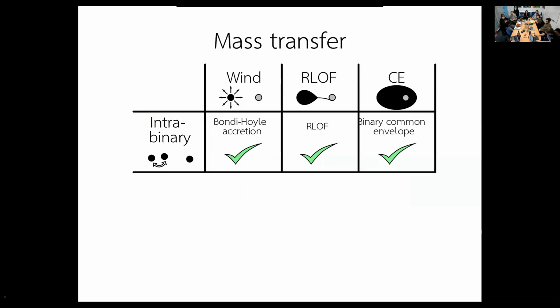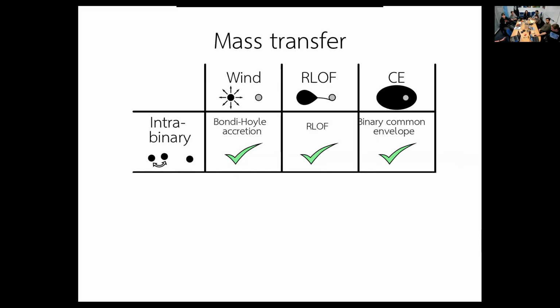I'm going to move on to mass transfer. I've described mass transfer in 3 different ways. We have wind mass transfer, Roche-Lobe overflow, and I've classed common envelope as mass transfer because it fits neatly in the table. And while it might be slightly overstepping to say that we completely understand these for binaries, we do at least have treatments for them. We can simulate it. How much you trust it is another question. And so I've marked them all with a nice tick.